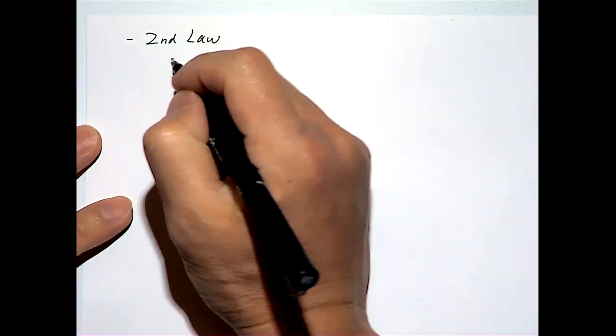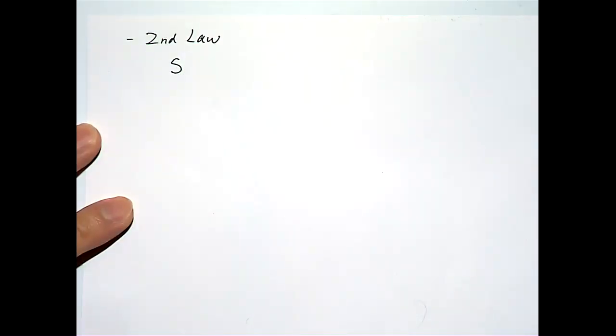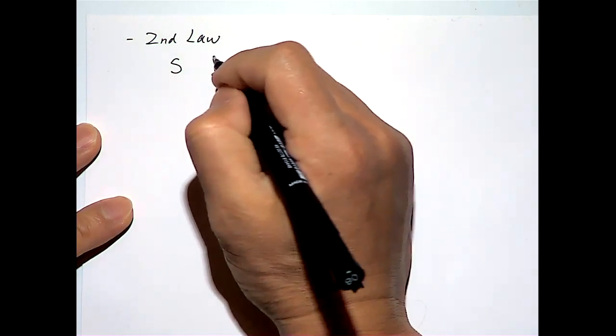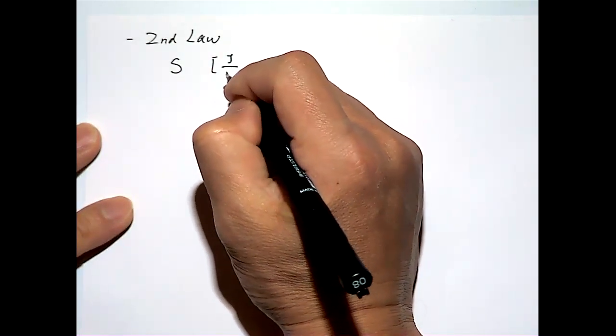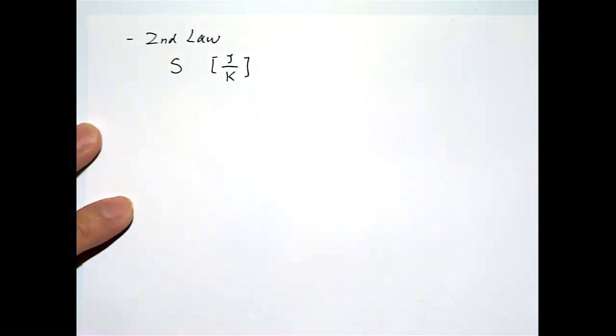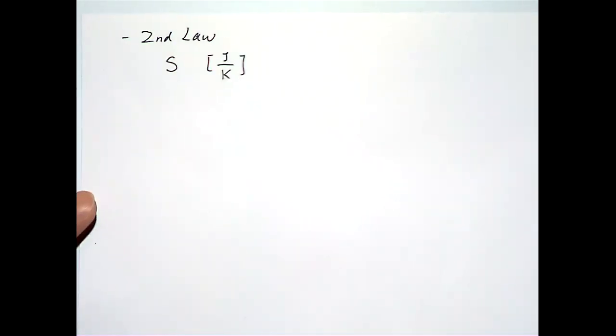And entropy, as we said, we use a capital letter S. Entropy by definition is an extensive property, and it has a dimension of joule per Kelvin, which is different from energy, which only has joules. How do we calculate entropy?